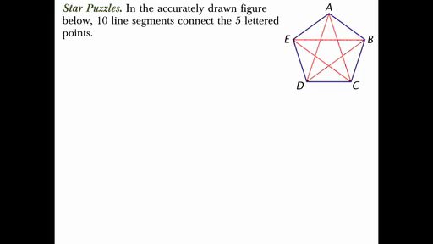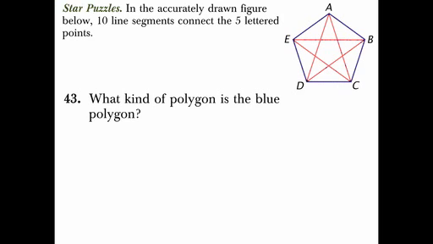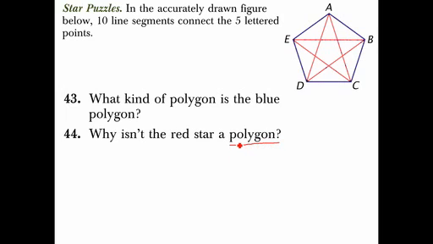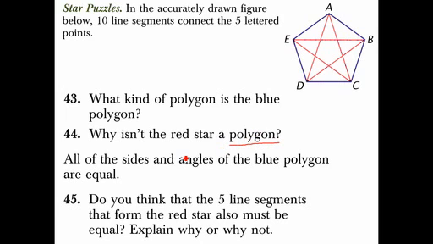This is going to be the first of several star problems we have, not only in this lesson, but in future lessons. The given is really important on this. We're given that we have 10 segments, 5 lettered points. First, what polygon is it? Why isn't the red star a polygon? So we're looking at the definition of a polygon. Check that. Why does this fail? Here's the given I was looking for.